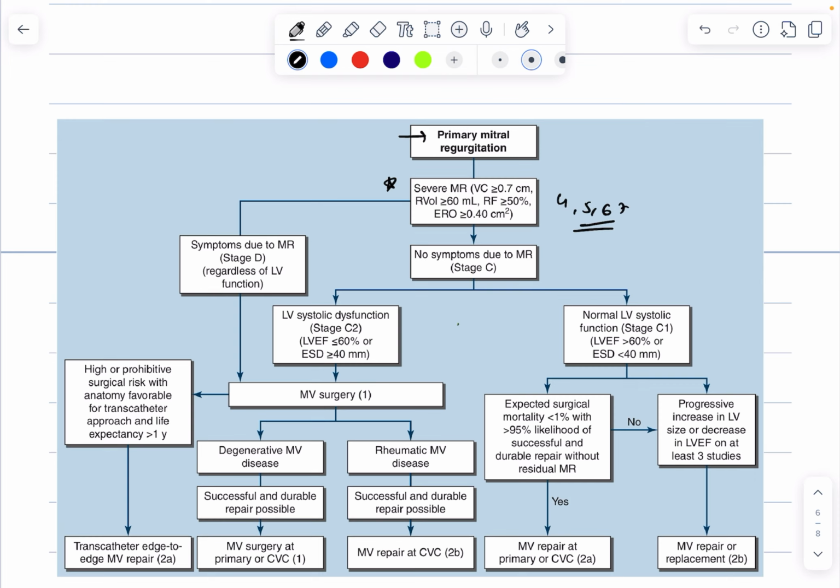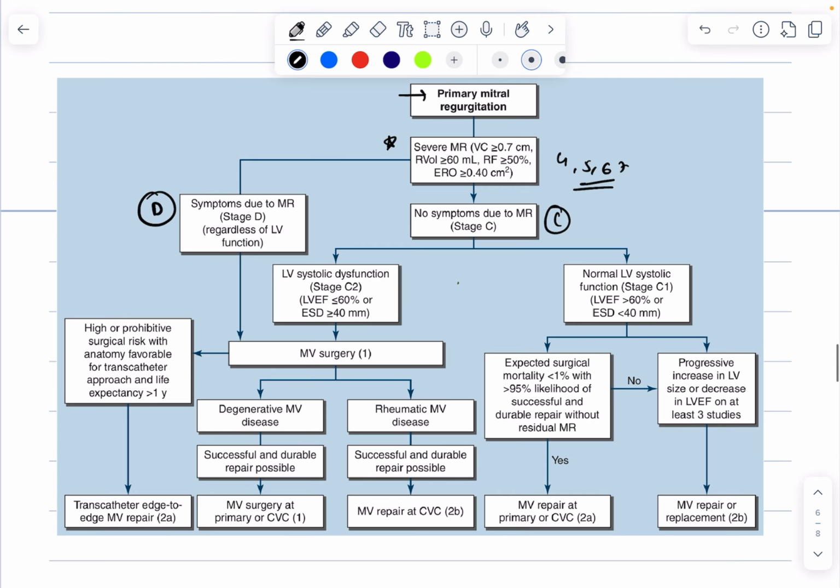So if the patient is having severe MR, then the patient could be symptomatic, which means stage D, or the patient could be asymptomatic, that is stage C. If the patient is symptomatic, the patient should undergo mitral valve surgery. And if the patient is asymptomatic, it means the patient is in stage C. There, if the patient is in stage C2, then also you will directly perform mitral valve surgery.